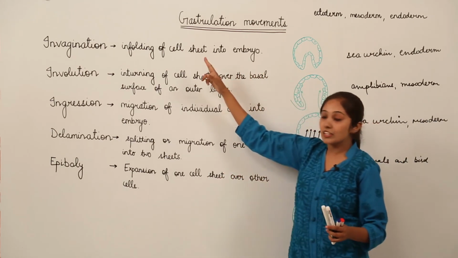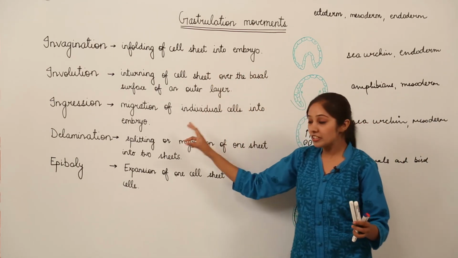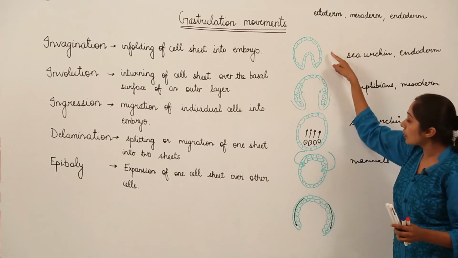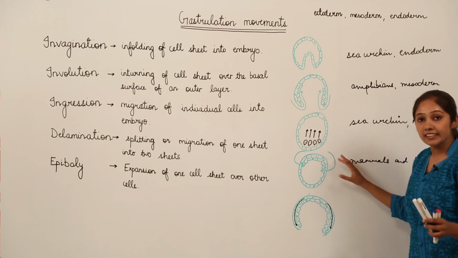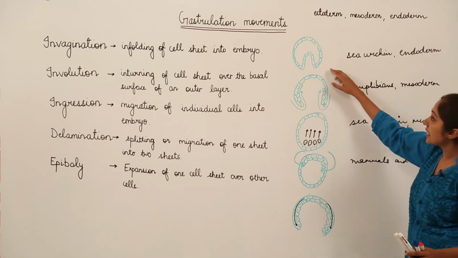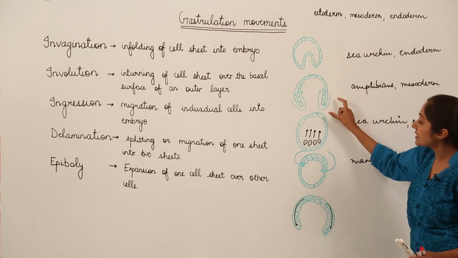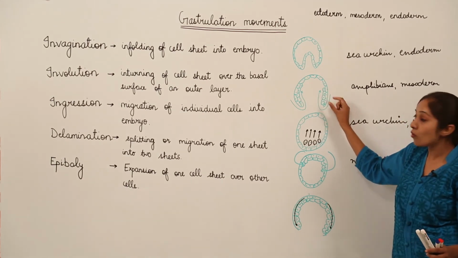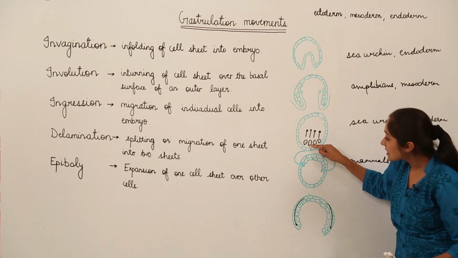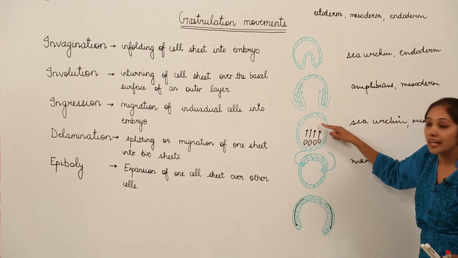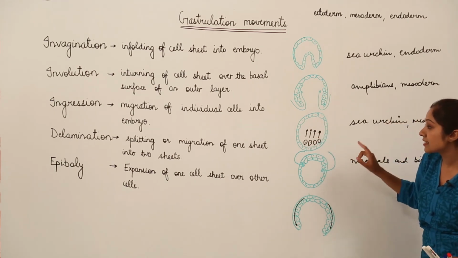We have invagination, involution, ingression, delamination, epiboly. You can make out from the diagrams we have made that how these movements are entirely different from each other. In this case, this is an enfolding. In this case, there is an interning of cell sheet over this basal surface of the cells. In this case, these individual cells are just migrating inside the embryo. And in this case, there is splitting.